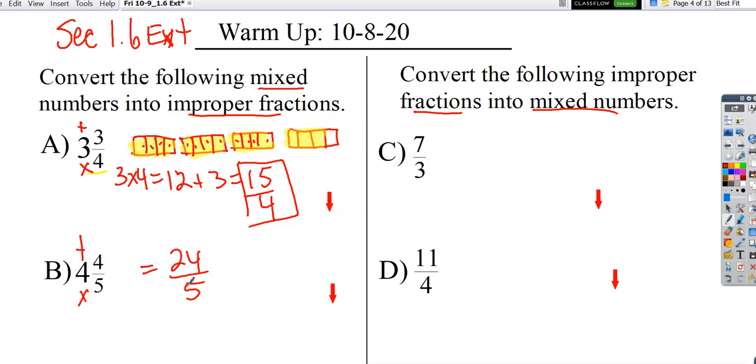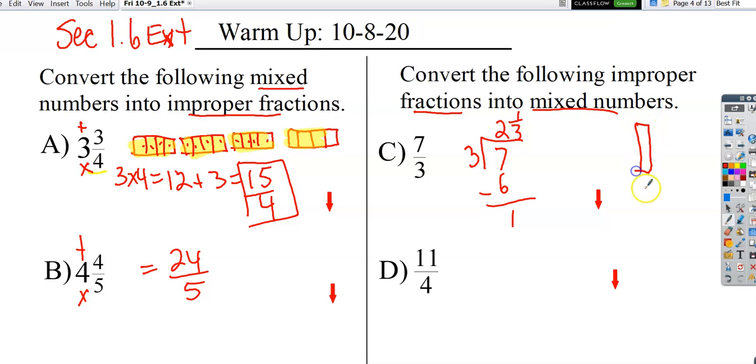Now when we go in the other direction, I've already told you that the fraction bar means to divide. So you go 3 into 7 and it goes twice and I have 1 left over. And so it becomes 1 2/3. I take the remainder of my fraction and I write it over the divisor. Now I'm going to show you a picture of what this looks like.